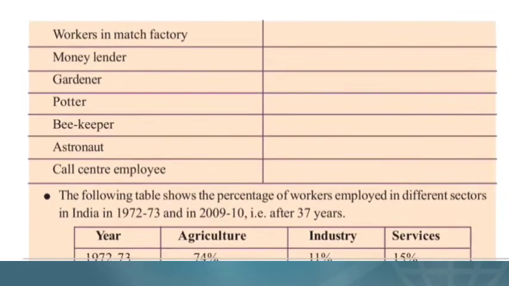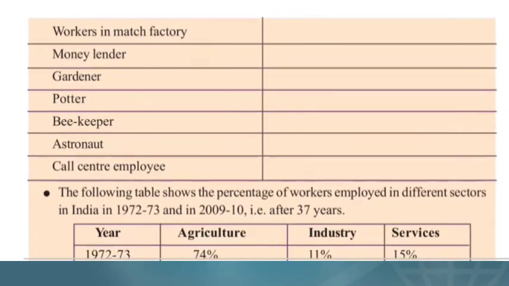What is the use of money lender? Money lender means giving service. He is taking some interest and give some money to borrowers. Understand? So service sector. And next one, gardener. Doing that, it is primary related. Gardener, gardening, primary.